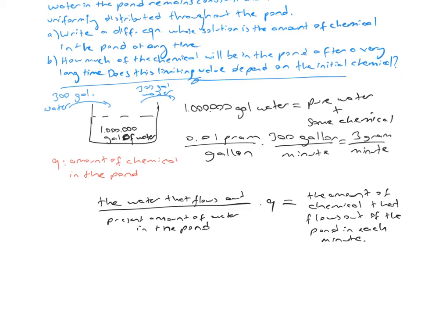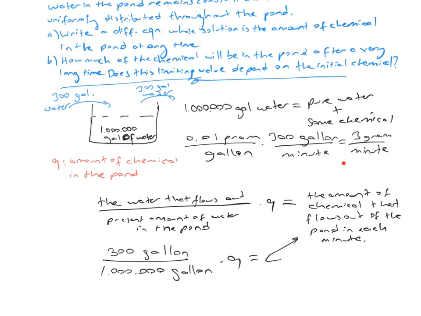We can easily find out the amount of chemical that flows out of the pond in each minute by using this ratio, since the chemical is uniformly distributed in the pond. Let's turn back to this ratio. The water that flows out of the pond is equal to 300 gallons of water per minute. And the present amount of water in the pond is equal to 1 million gallons. Times Q is equal to the amount of chemical that flows out of the pond in each minute.